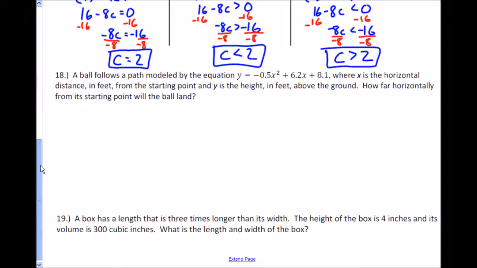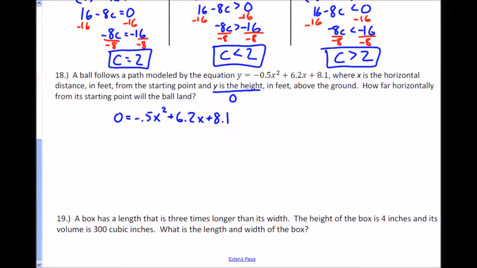Okay, so we're talking about the ball hitting the ground. We're talking about a height, which is y, of 0. So I plug a 0 in for y. And now I just have to solve this for x. There's a couple ways I can approach this. Most of you are probably going to go right to your quadratic formula, which is fine.